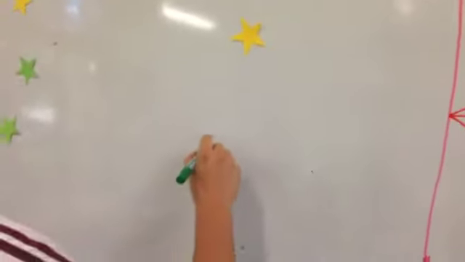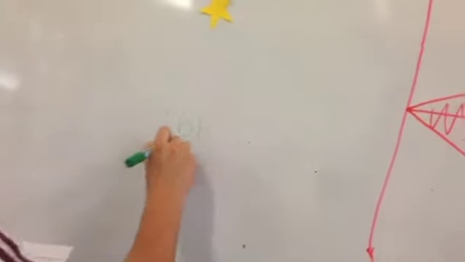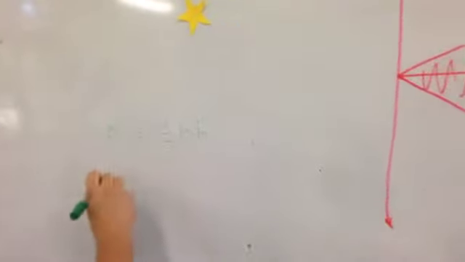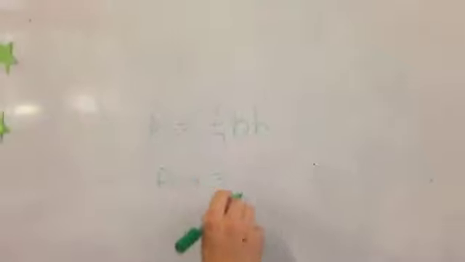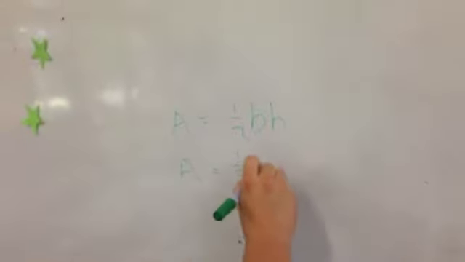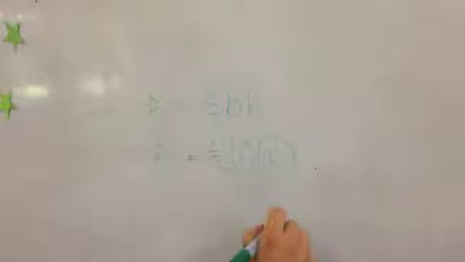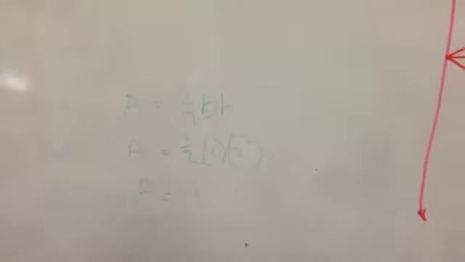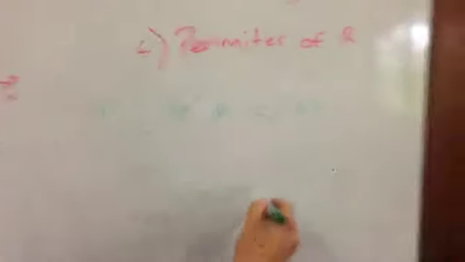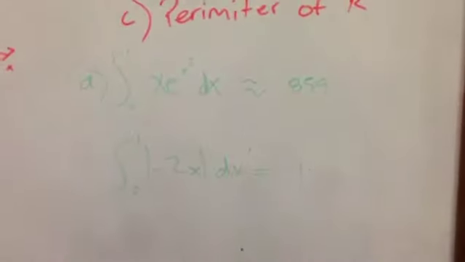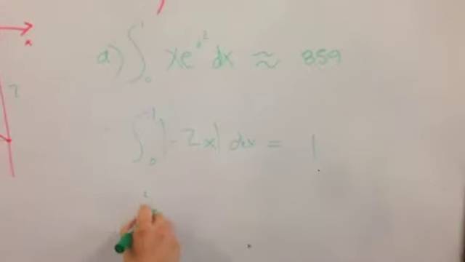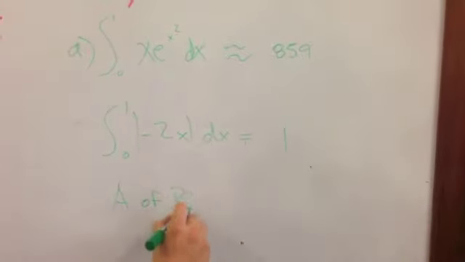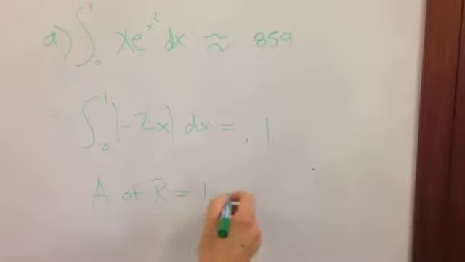So we're going to find the area of a triangle, which is one half times base times height. So the area equals 1/2 times the base, which is 1, and the height, which is 2, and therefore the area equals 1. So this is equal to 1, and therefore the area of R equals 1.859.